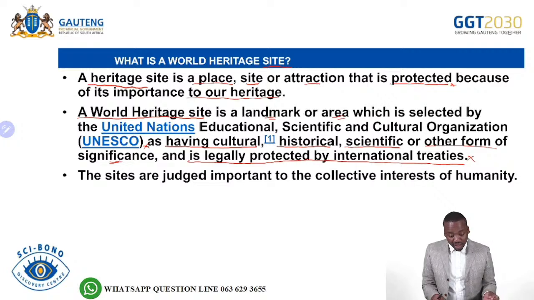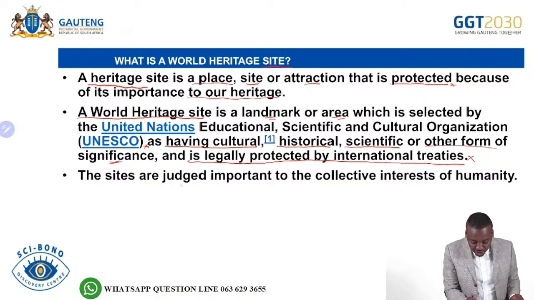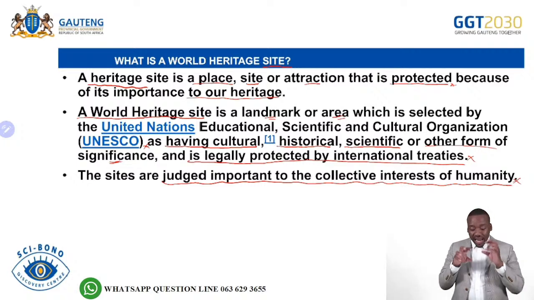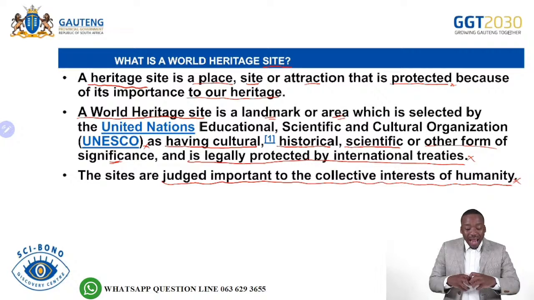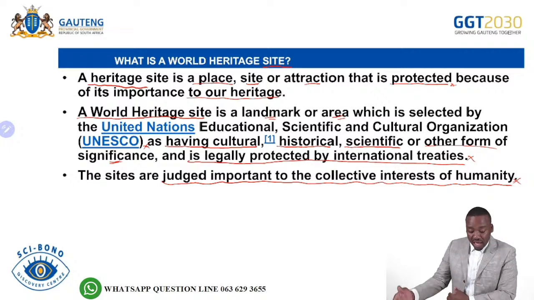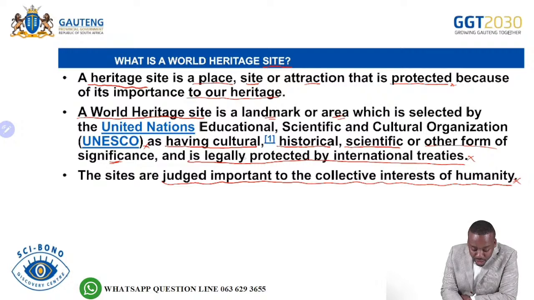These are the organizations. Then we are saying the sites are judged important to the collective interest of humanity. So it cannot be just any place, but this place must have outstanding cultural, historical, scientific, or any other form of significance. So it has to be a place that needs to be protected, because if you don't look after it, then we are going to lose that particular heritage. And they are legally protected.